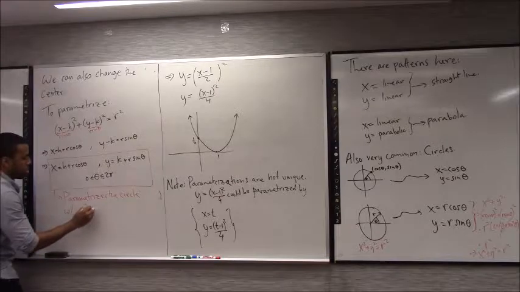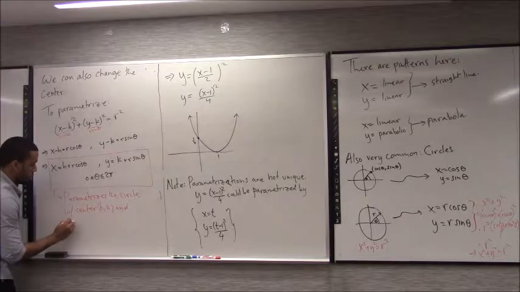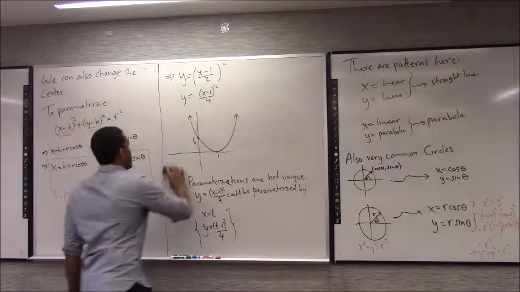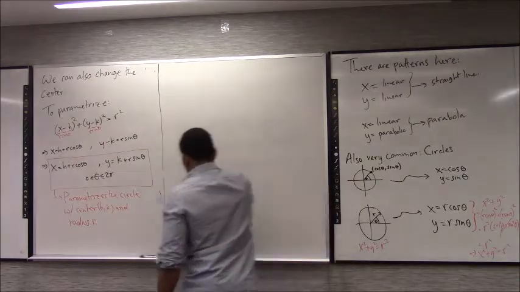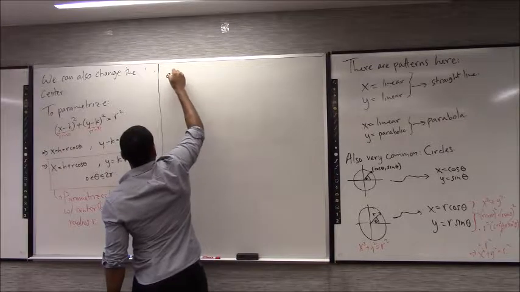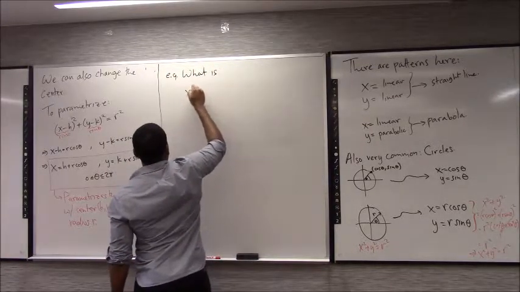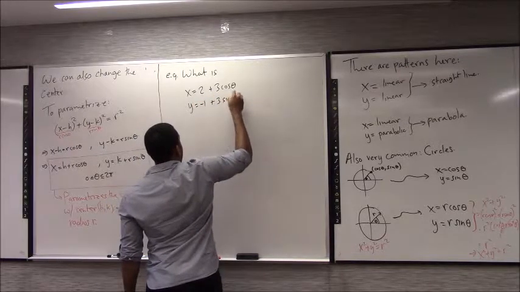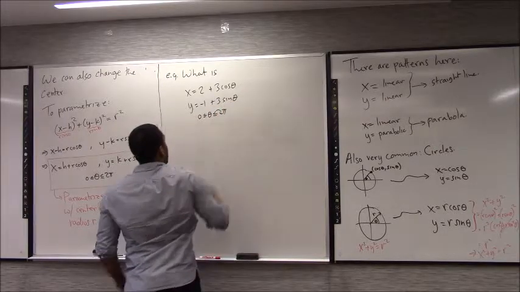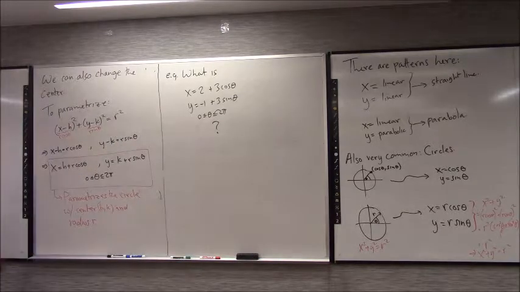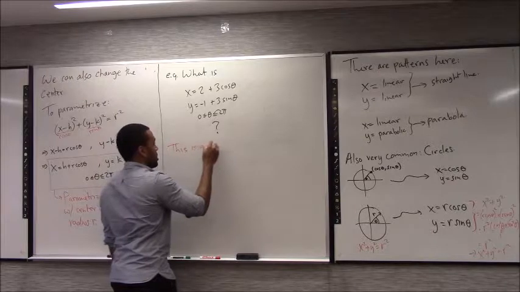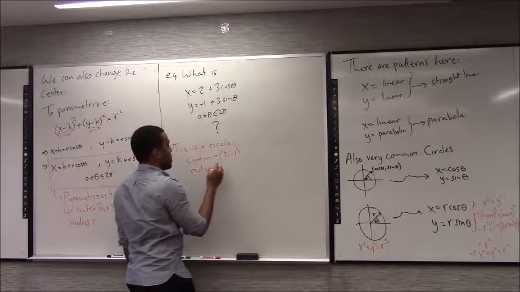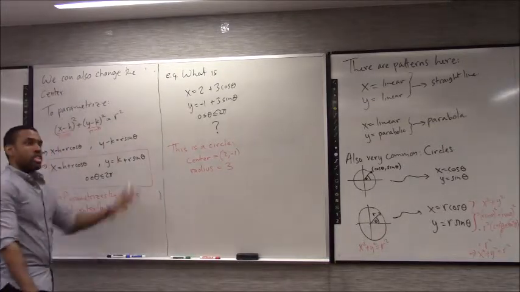with center h comma k and radius r. Meaning if I see anything of this form, I can know it's a circle. So if someone told you, for example, x equals 2 plus 3 cosine theta, y equals minus 1 plus 3 sine theta, for theta going between 0 and 2 pi, right? So if someone asks you that question, you can answer, oh, this is a circle with the center 2 comma minus 1, the radius is 3. And I can sketch that because I know how to sketch circles.